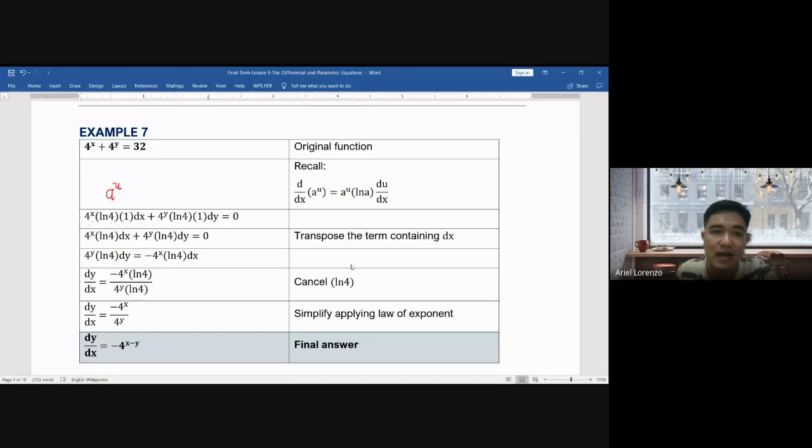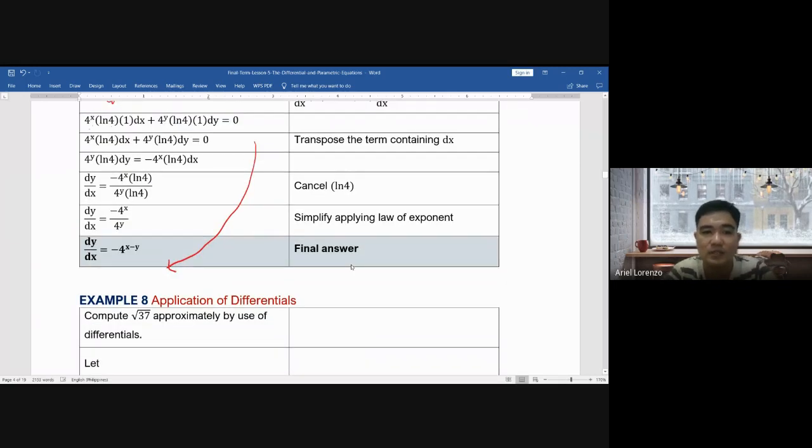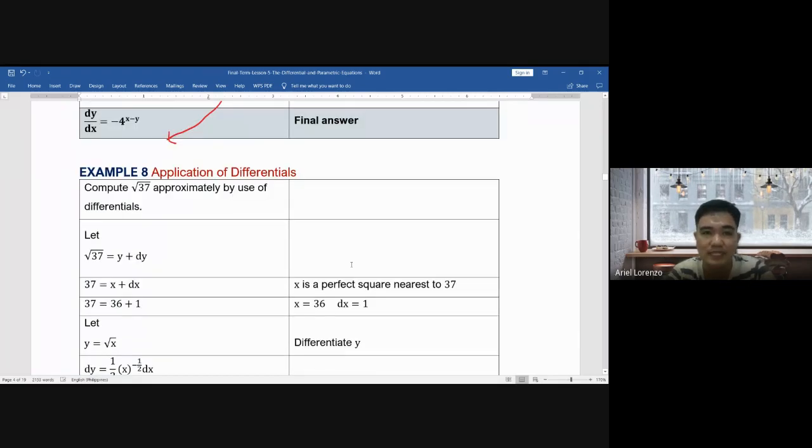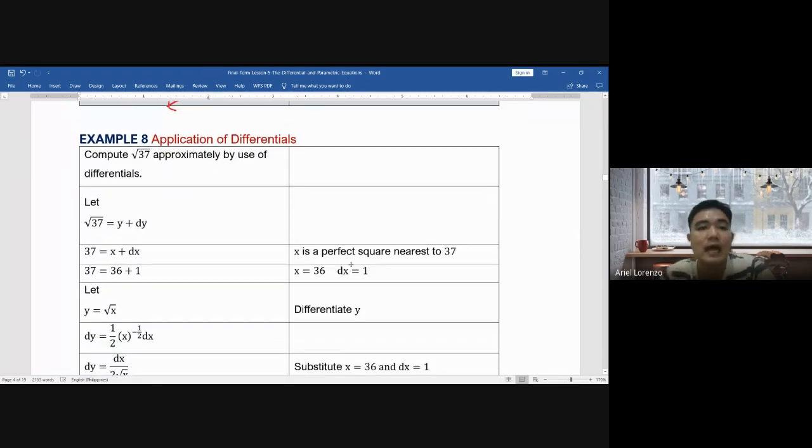For the differential nito, a raised to u again is 4 raised to y. Ang u ko is y. So, 4 raised to y is equal to ln of 4, ln of your a which is 4, times 1. Then the differential of y which is dy, equals the derivative of 32 which is 0. And then if you're going to simplify, makuha mo si negative 4 raised to x minus y. Okay? So that is in your LMS.